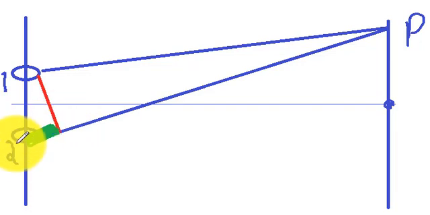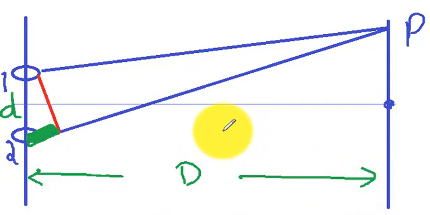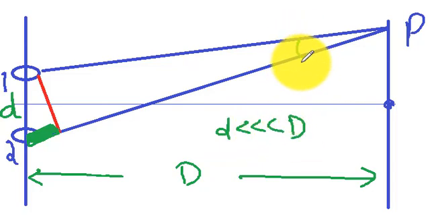This is the additional distance traveled by the second robot. If this distance is large and the other one is small, for easiness, I will write this as D and this as capital D. My condition is that if D is very small, then capital D, then this angle theta will be very small.